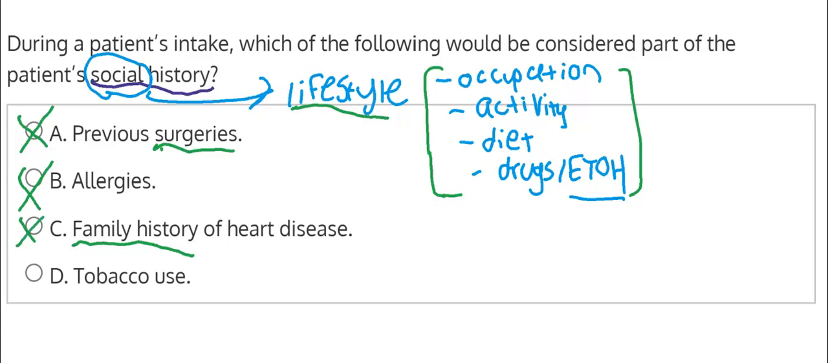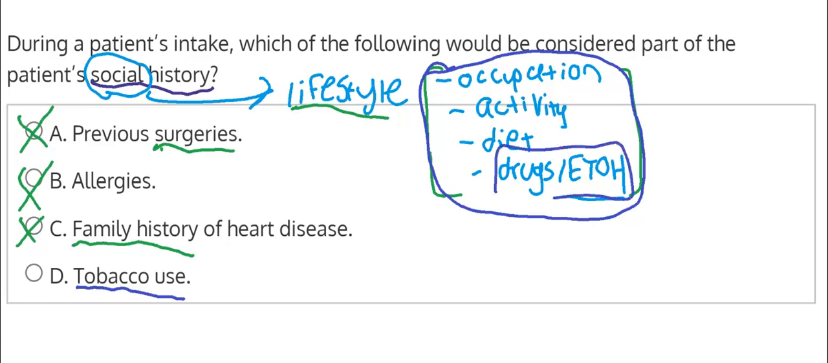And then option D states tobacco use. And if you look at tobacco use, it looks very similar to what we discussed over here with their lifestyle. We see drugs and alcohol is listed as part of it. And tobacco use is in fact a drug. So this relates to their lifestyle or their social history. So we could choose option D because that looks correct. Tobacco use as being part of the patient's social history.